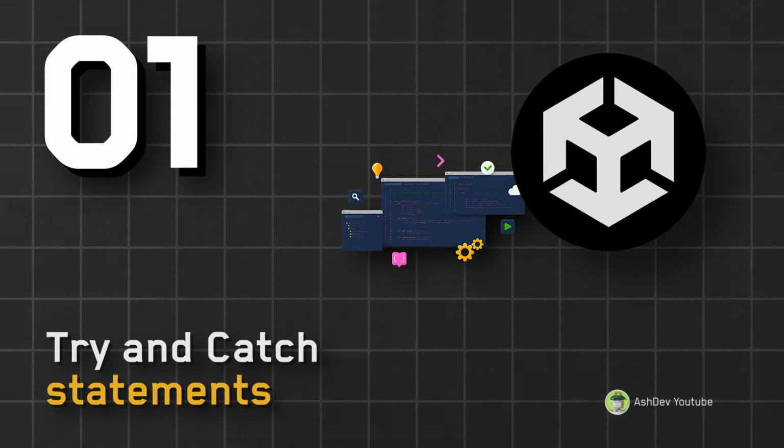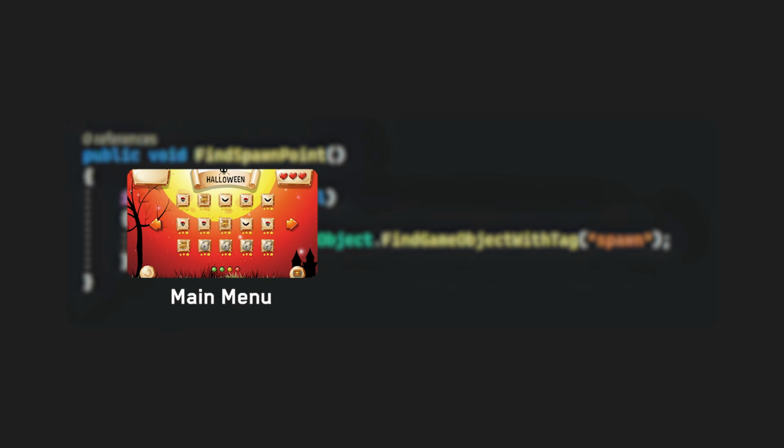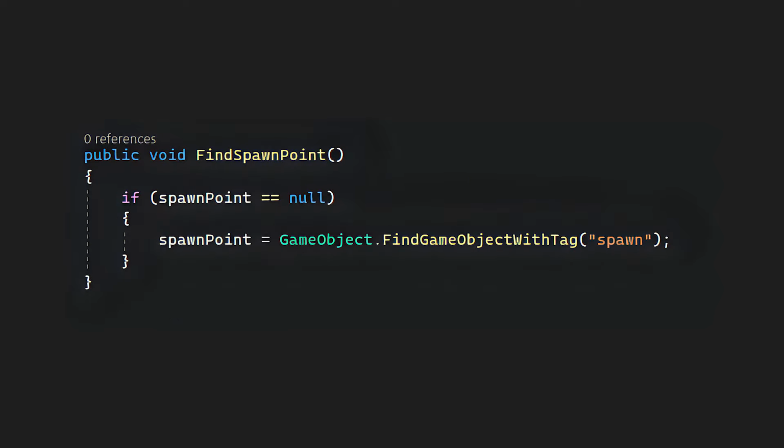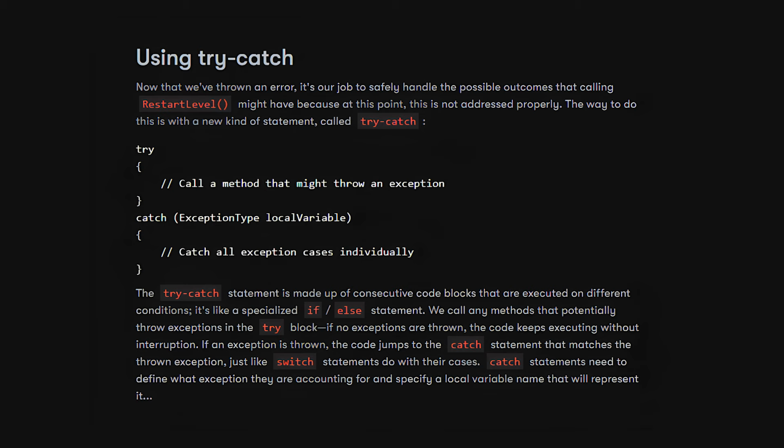Tip number one. Let's say you wrote a code to find spawn point in each scene, but what if there's no spawn point in some scenes, like in your main menu or a non-gameplay scene like the store? You'll face an error message in console. To avoid this, I use try-catch statements.